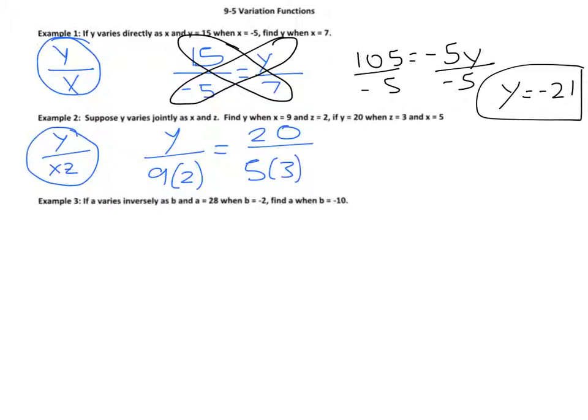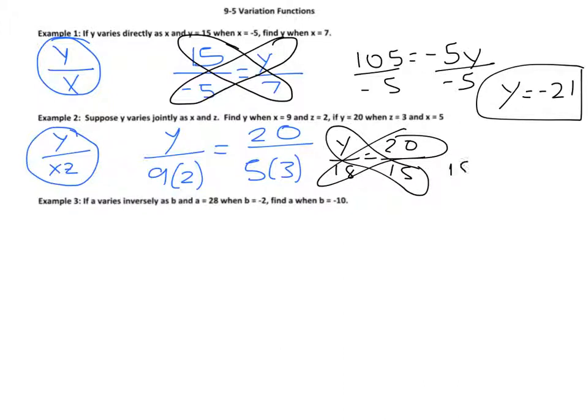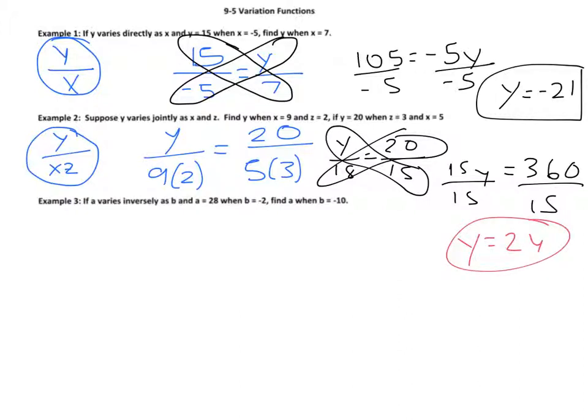So again, we have a proportion. We'll do a little bit of simplifying here. So we have y over 18 equals 20 over 15. And then we're going to just go ahead and cross multiply. So we end up with 15y equals 20 times 18 is going to give us 360. And then we're going to divide both sides by 15. So 360 divided by 15 is going to give me y equals 24 for our final answer.